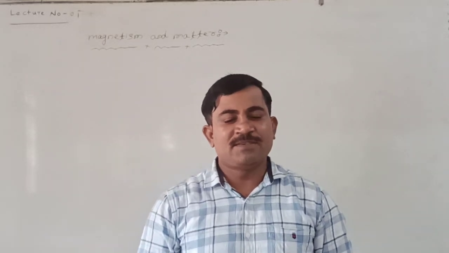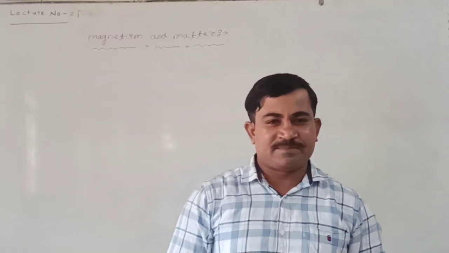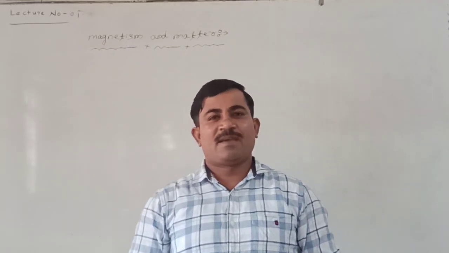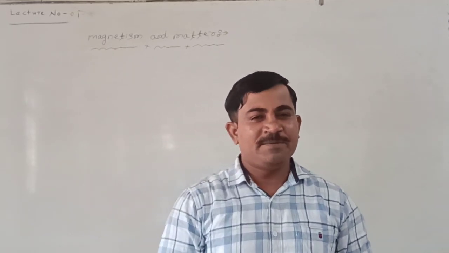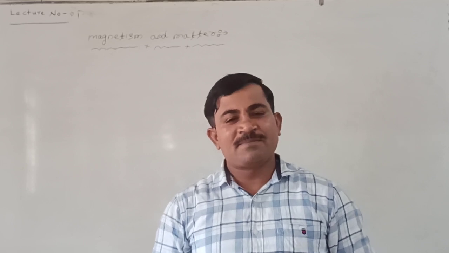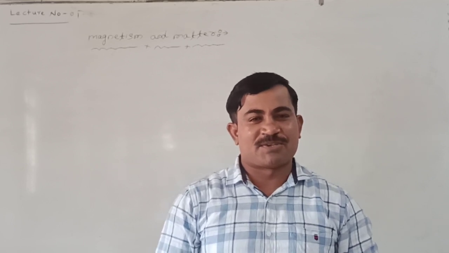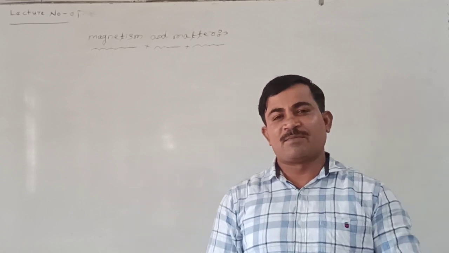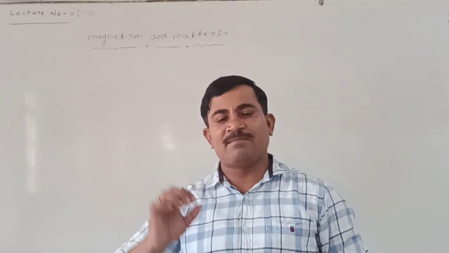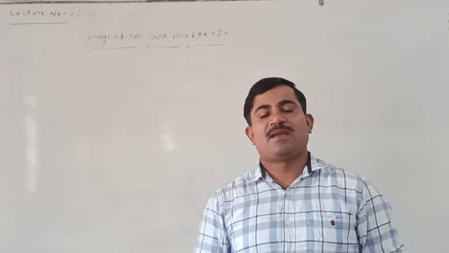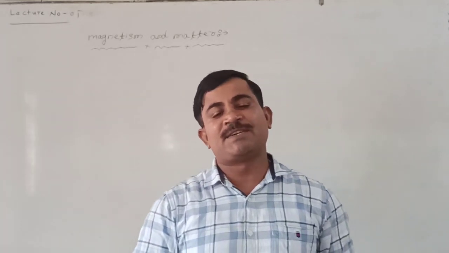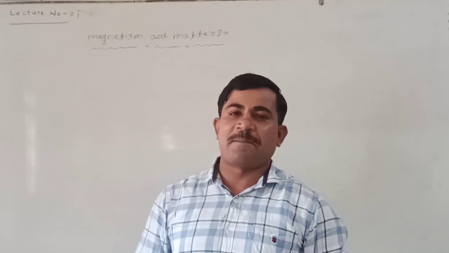In the previous chapter, we were learning about magnetism. The chapter was moving charges and magnetism. We learned that magnetism and electricity are interrelated. The source of the magnetic field is nothing but moving charge. Wherever charge is moving, a magnetic field is produced. Now, in this chapter, we are going to learn in detail about magnetism and the concept of magnetic field lines.